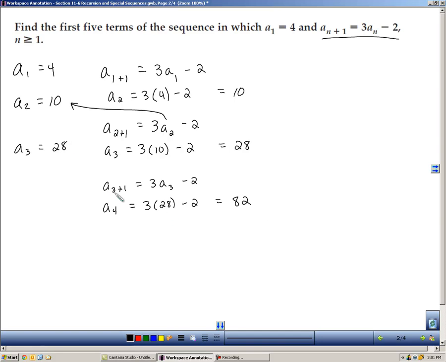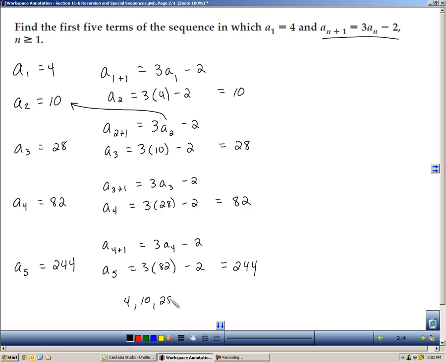In the next one, I'm going to find a sub 3 plus 1, or a sub 4, by multiplying 3 times the third term. Well, the third term is 28, so I plugged it in, subtracted 2, and I got 82. So the fourth term of my sequence is 82. And then the last term, a sub 4 plus 1, equals 3 times a sub 4 minus 2. So the fifth term is 3 times 82, the fourth term, subtract 2. You get 244. So writing this out as a sequence, 4, 10, 28, 82, and 244 is my recursive sequence.